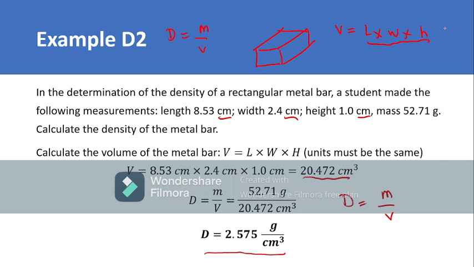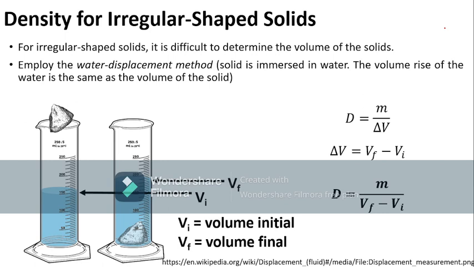You're not sure if it's really spherical, right? So, if we want to calculate the density of an irregularly shaped solid, we're going to employ the concept of the water displacement method. In water displacement, the solid is immersed in water.